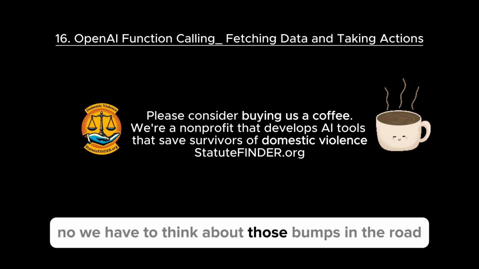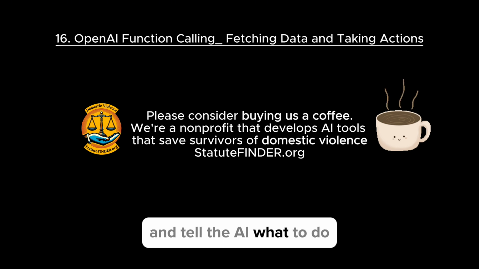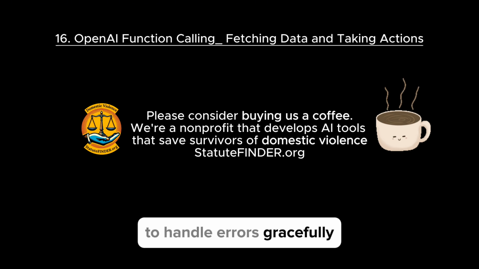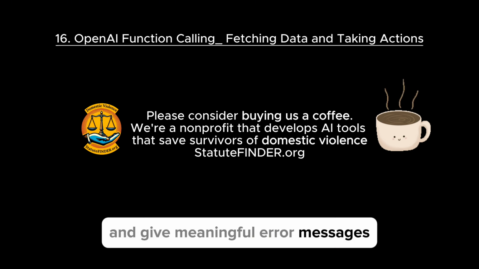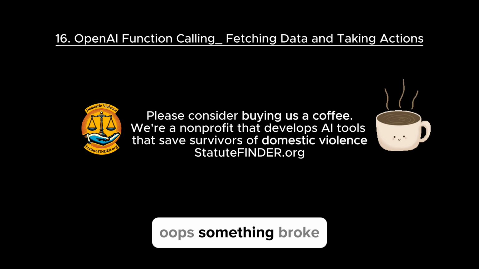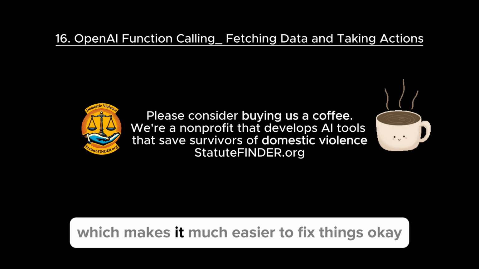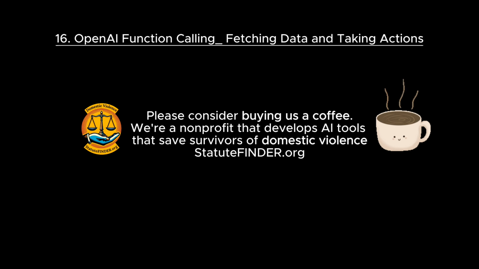No, we have to think about those bumps in the road and tell the AI what to do. Like having a backup plan. Exactly. The documentation talks about designing functions to handle errors gracefully and give meaningful error messages. So instead of just saying, oops, something broke, we can give more specific information. Right. Which makes it much easier to fix things. Okay, error handling check. Anything else we should know?